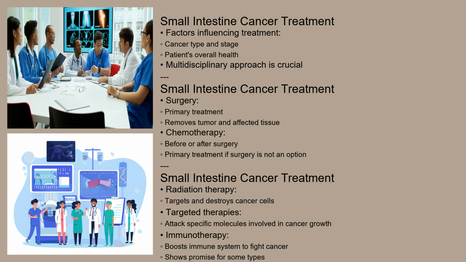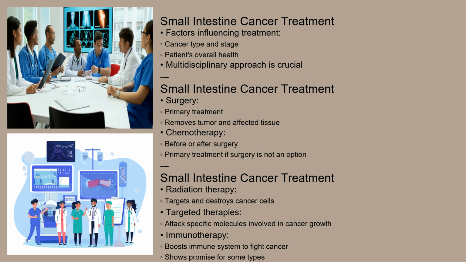Treatment for small intestine cancer depends on several factors, including the type and stage of the cancer, as well as the patient's overall health. Surgery is often the primary treatment, aiming to remove the tumor and any affected surrounding tissue. Chemotherapy, using drugs to kill cancer cells, may be used before or after surgery or as the primary treatment if surgery isn't possible. Radiation therapy uses high-energy beams to target and destroy cancer cells.